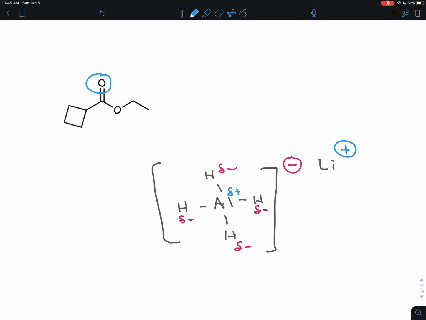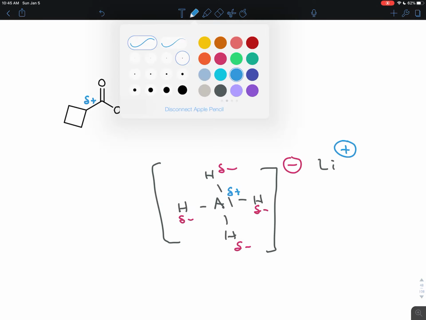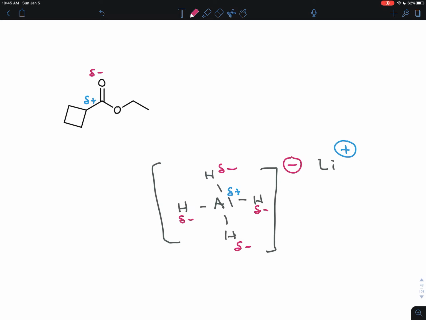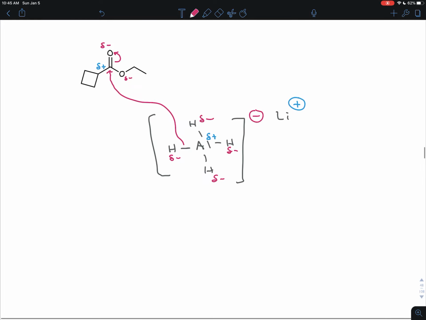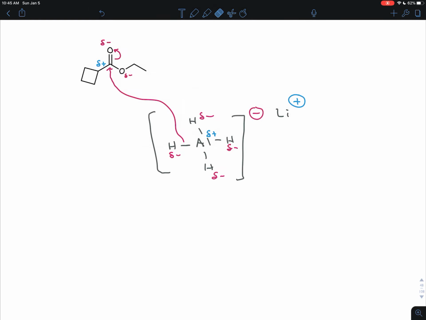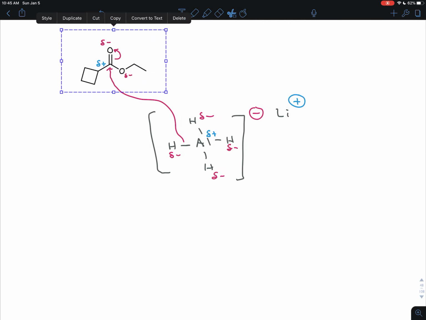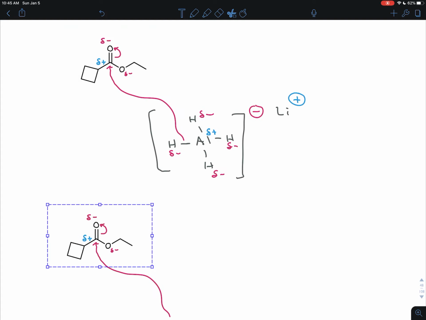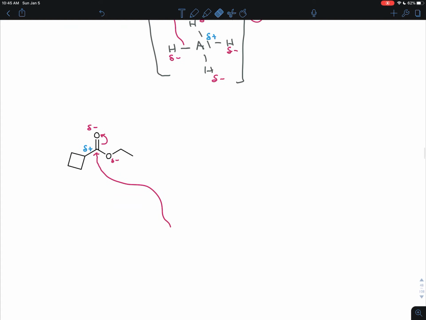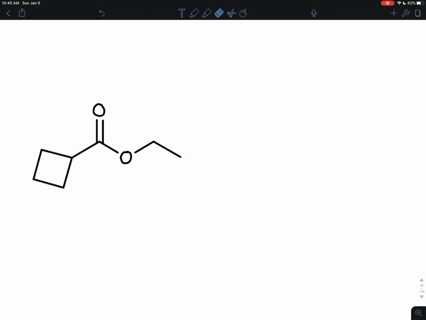The carbonyl carbon is bonded to 2 oxygens through 3 bonds, so it's losing a lot of electron density and becomes very slightly positive. These oxygens are slightly negative. So these hydrogens in lithium aluminum hydride can swoop in and attack the carbonyl carbon, break the pi bond, just like we've seen many times. Now that is going to give us an intermediate, and this is called a tetrahedral intermediate. So let me draw it first and we'll see why.